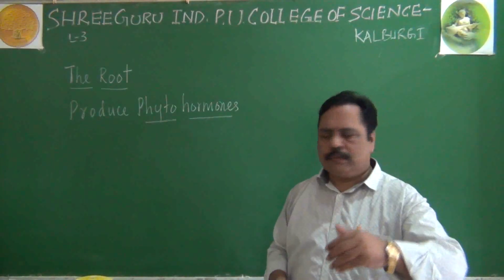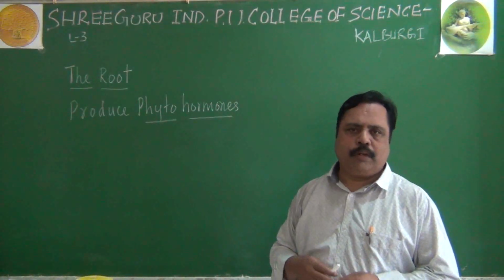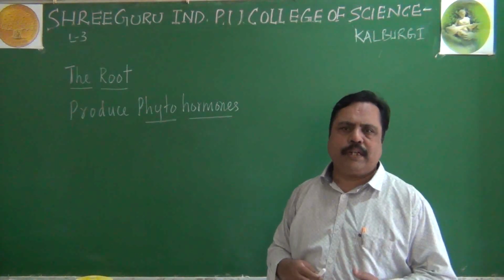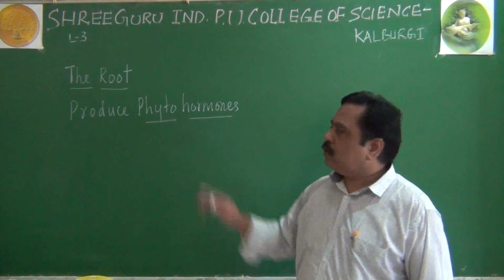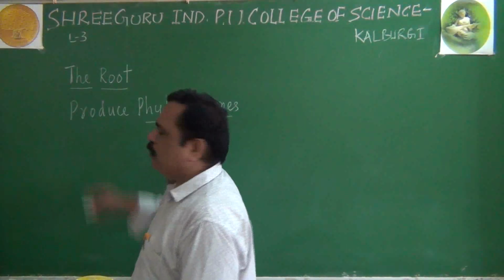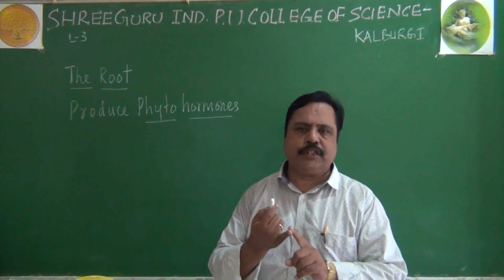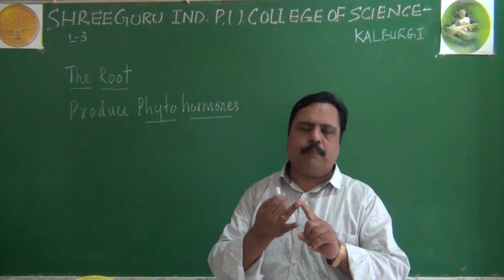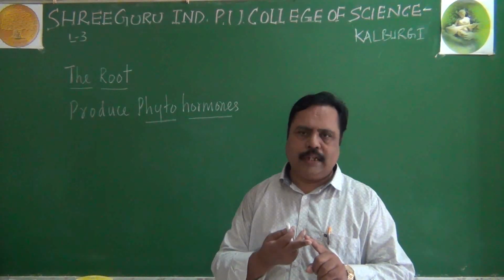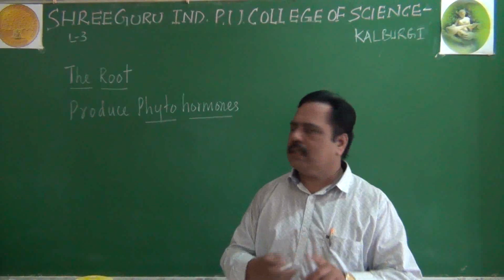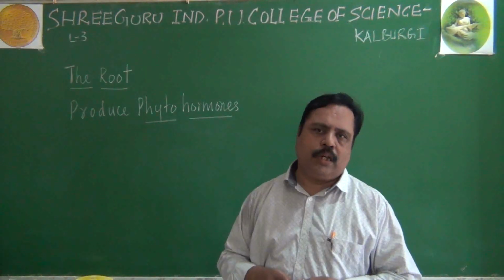That hormones from the root, they will be carried to the different parts of the plant body. Through xylem, phloem, like the various tissues will transport that phytohormones. So this is the fifth function you can remember related to the root system. It is fixation into the soil, absorption of water and minerals, storage of food like that, asexual reproduction, and in addition to that they produce phytohormones also.